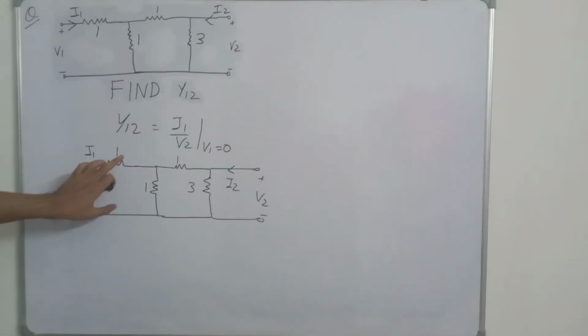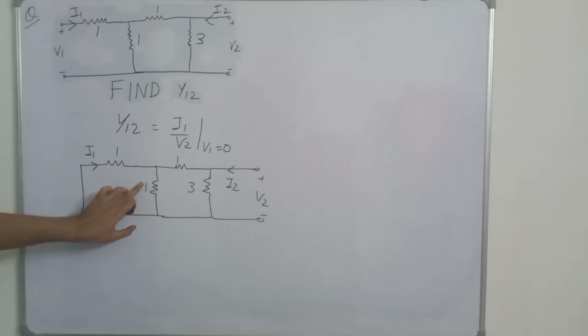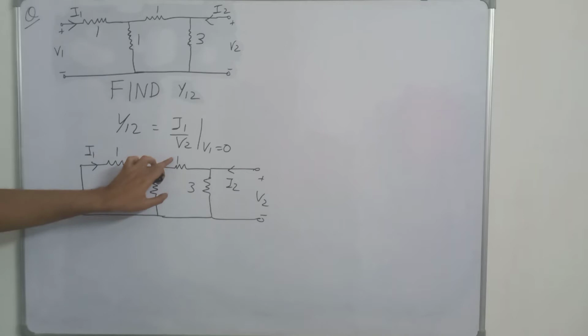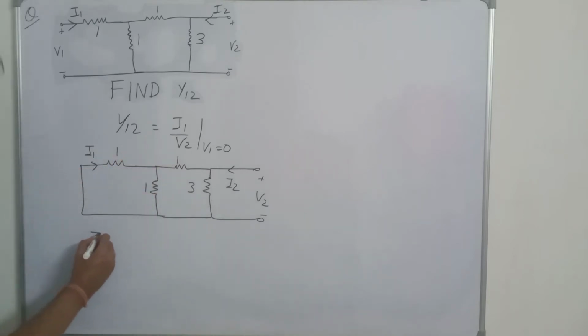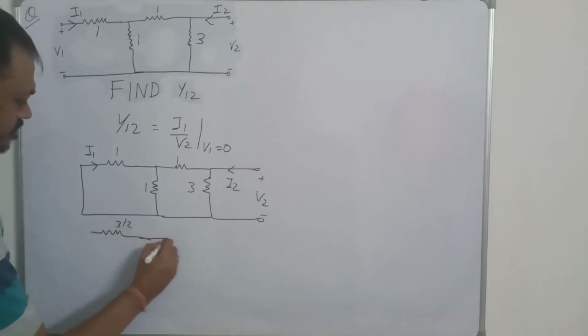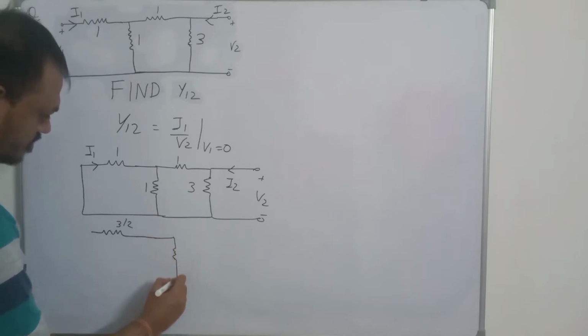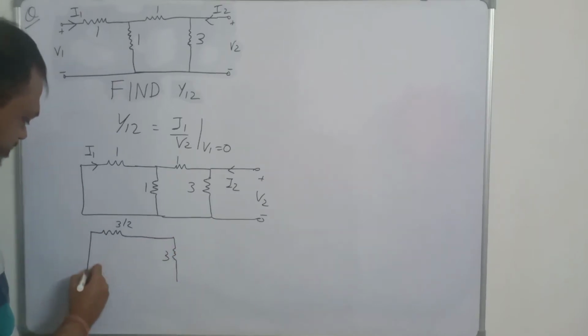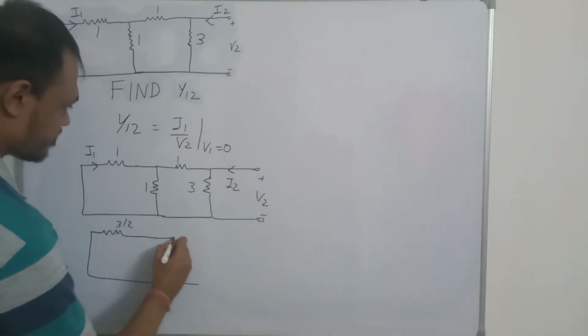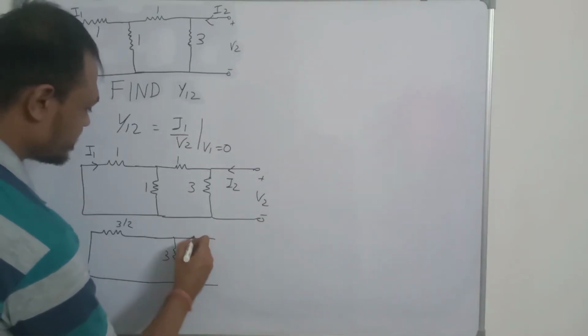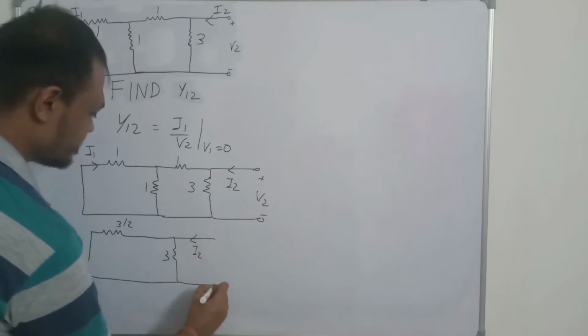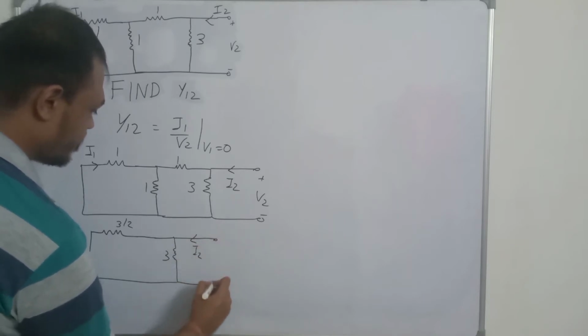So if you simplify the circuit, then 1 ohm and 1 ohm are in parallel, so they will be equivalent to 1 by 2 ohm, and that 1 by 2 ohm is in series with 1 ohm, so it will be equivalent to 3 by 2 ohm. So we can again redraw this circuit like this. So this is 3 by 2, and this is 3. So this is I2 current flowing, and this is voltage V2.